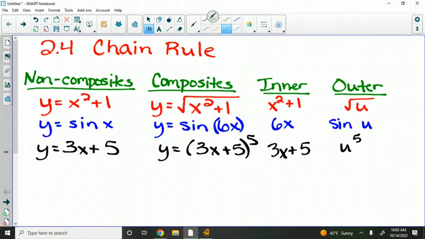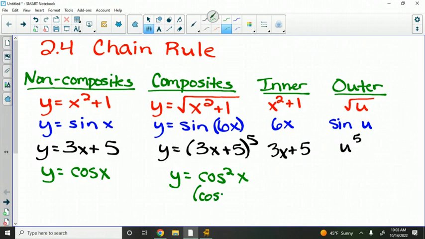Okay, let's do one more with trig, and then we'll get to the actual rule. Let's say we have y equals the cosine of x, basic, non-composite. And then if I change it to this, it now becomes a composite. But remember the way that they square things is weird. So technically, remember, when you have that notation, it's technically this. And again, the parentheses sometimes help us pick out the innermost. So here, the innermost part is the trig, and the outermost part is the power.